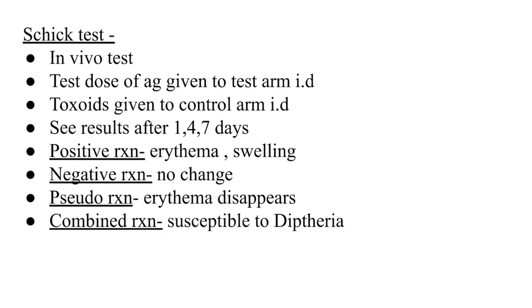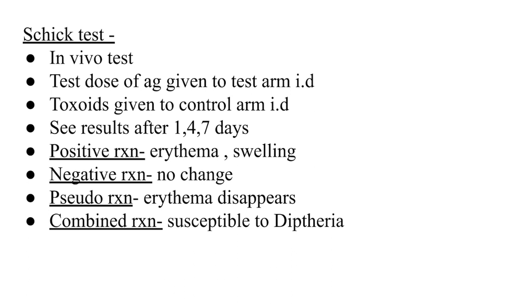Now the Schick test. It is an in vivo test. The test dose of antigen is given to the test arm intradermally, and toxoid is given to the other arm. After 2 to 4 days, we see the result. If the result is positive, it appears as erythema and swelling, which is a positive reaction. The person is susceptible to diphtheria. If it is negative, there will be no change over the skin.